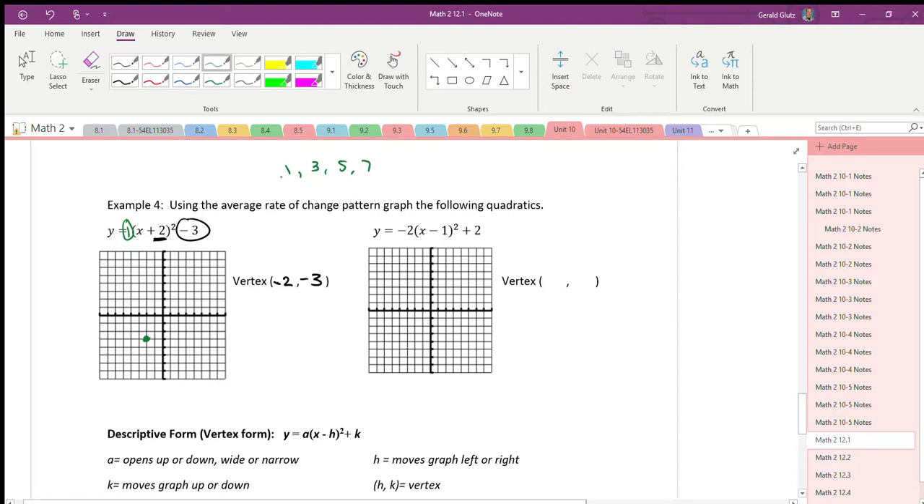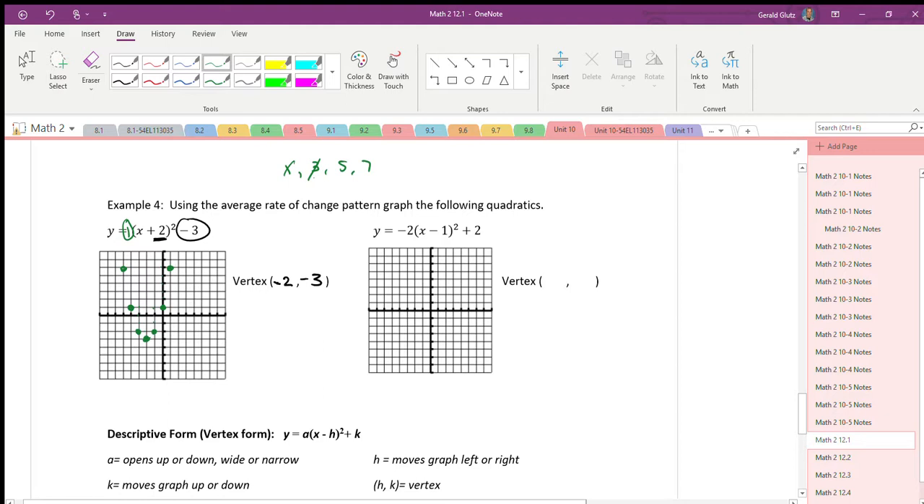So the first average rate of change I'm going to have is 1. So that means I go up 1, right 1. I do the same thing to the left because these are symmetrical graphs. Then from this point, the next rate of change I'm going to have is 3. So that means I go up 3, right 1. Do the same thing on the left, but I move to the left. So up 3, left 1. Then I do 5. So up 5, right 1. Same thing on the left.